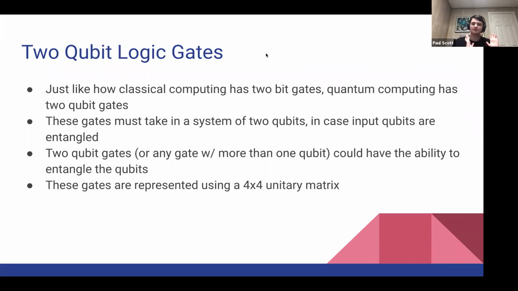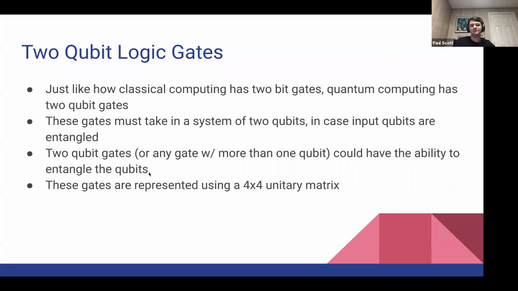So now that we've gotten the tensor product and quantum entanglement out of the way, we can start talking about 2-qubit logic gates. Just like classical computing has 2-bit gates, such as the AND gate, XOR, and OR gate, quantum computing also has 2-qubit gates. These gates must take a system of 2 qubits because we have to assume the input could be entangled, and an entangled pair can only be represented as a state. They can't be represented as individual qubits. So for safety, we have the quantum gate always take in a system of qubits rather than 2 individual qubits.